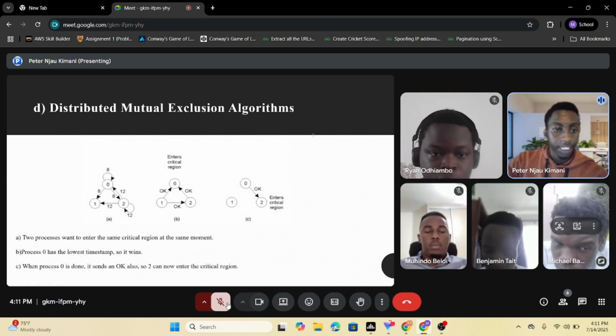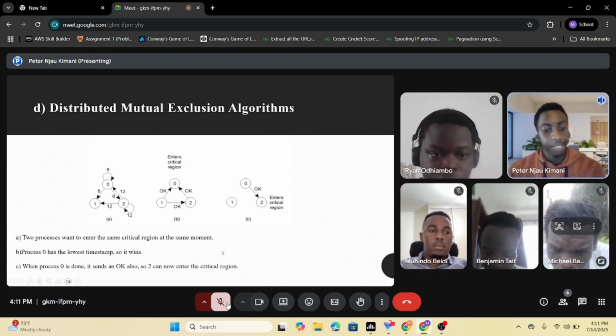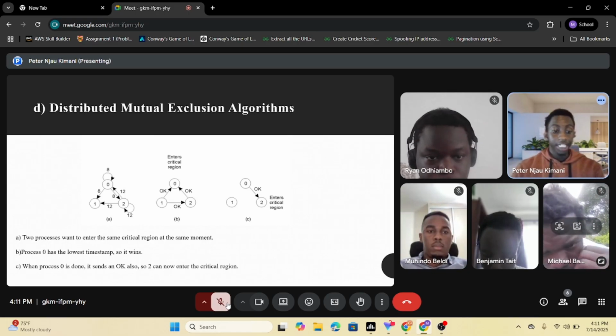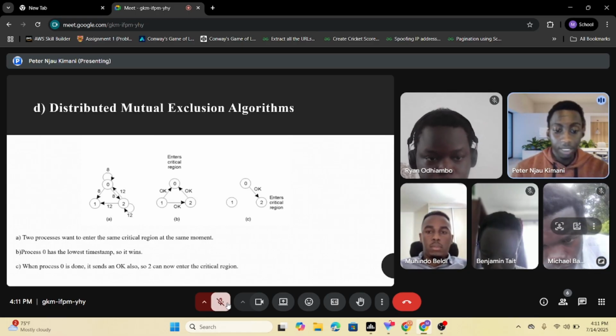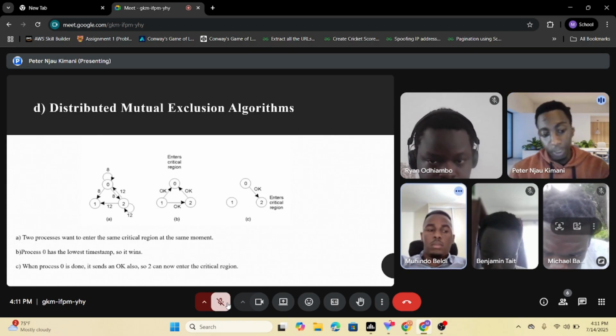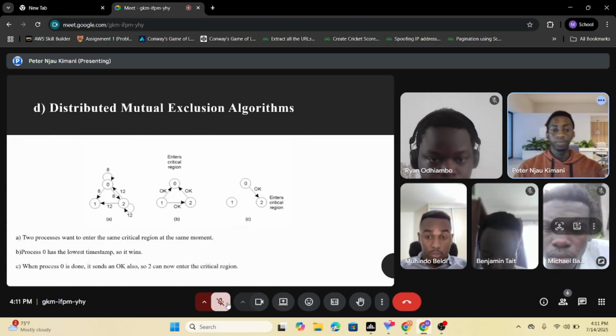So in this diagram, we have two processes which want to enter the same critical region at the same moment. Process 0, since it has the lowest timestamp, wins. So we can see when process 0 is done, it sends an OK also. So 2 can now enter the critical region.